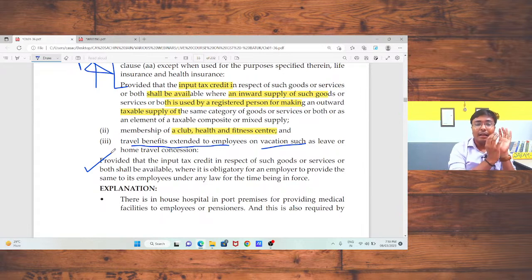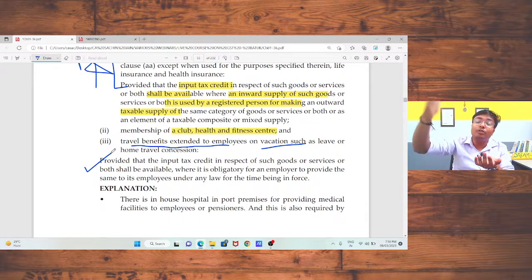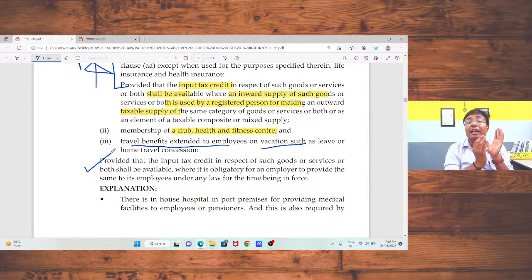That means outdoor catering services are blocked under section 17 subsection 5. But as per the Factories Act, if the number of employees exceeds 250, the factory needs to maintain canteen services. So if your number of employees exceeds 250 and you maintain the canteen, and the canteen is obligatory under the Factories Act, then input tax credit related to that canteen expenses shall be allowed to the company. That is what the proviso says. So the proviso plays a very important role.